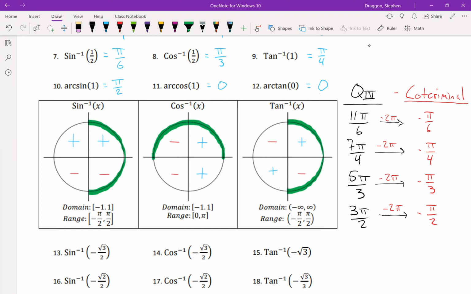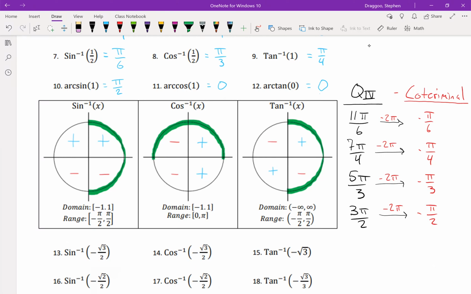Cosine is positive in quadrants 1 and 4, so it wouldn't make sense to use quadrants 1 and 4 for cosine inverse because I wouldn't be getting any of the negative values. But cosine is negative in the second quadrant, which makes that a pretty easy extension. So for cosine, we'll look at a range of 0 to pi. So we'll use the first and the second quadrant.